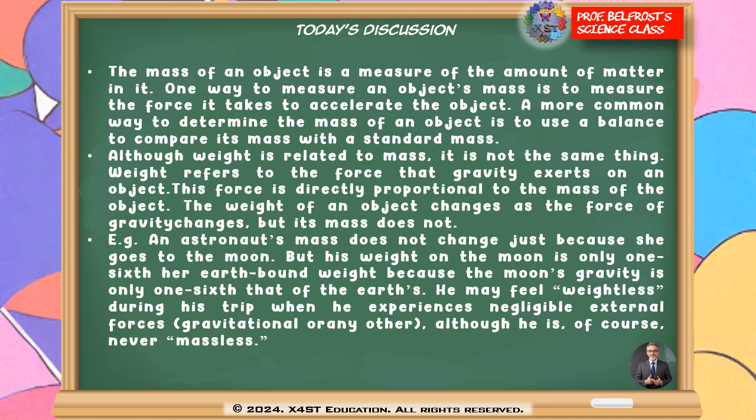The number of molecules of his body will always be the same, but his weight on the moon is only 1/6 of his earthbound weight because the moon's gravity is only 1/6 that of the earth's. Why am I mixing her and he and she here? Let's assume the astronaut is a man.